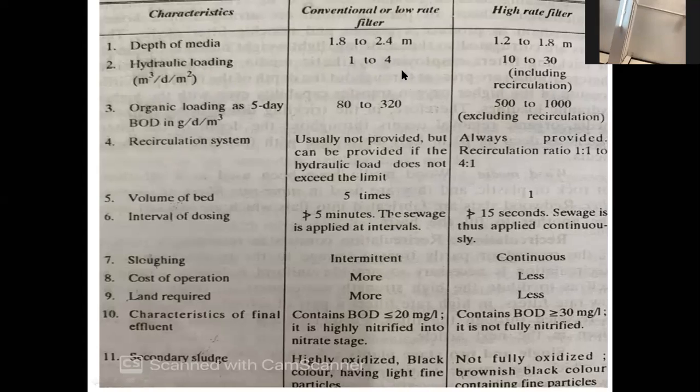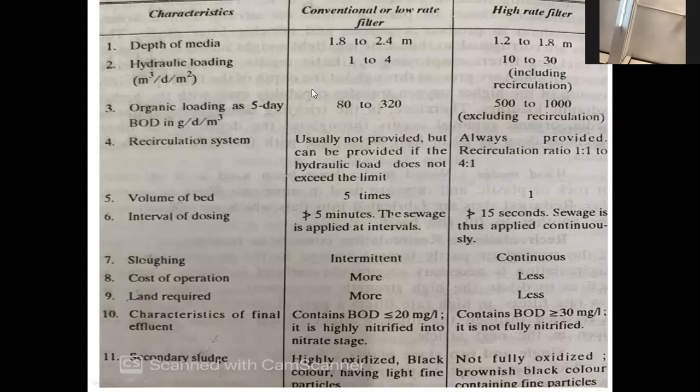Usually we don't provide the recirculation for the low rate trickling filter. So there will not be the issue of recirculation quantity consideration. But in a high rate trickling filter, we consider the recirculation factor. So that's why including recirculation, we can go for 10 to 30 meter cube per day per meter square as a hydraulic loading rate. How much higher than the low rate trickling filter? The name itself is telling you the rate of filtration will be low in a low rate trickling filter, whereas rate of filtration will be more in a high rate trickling filter.